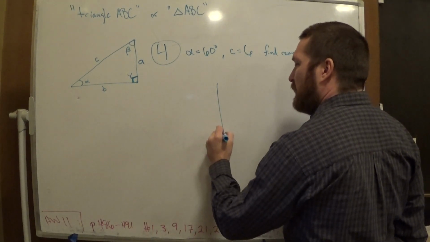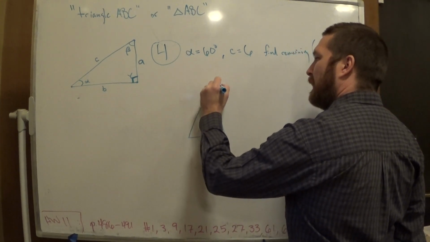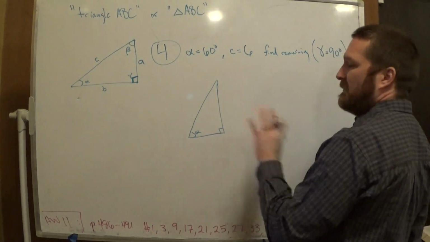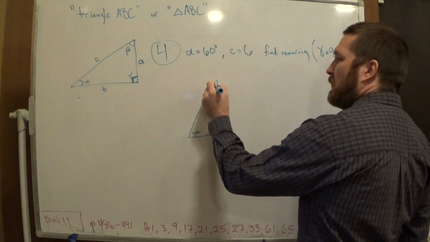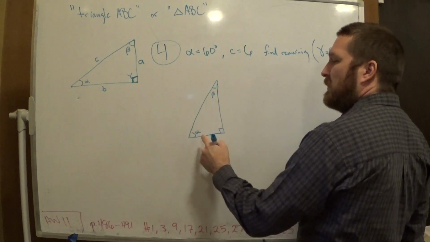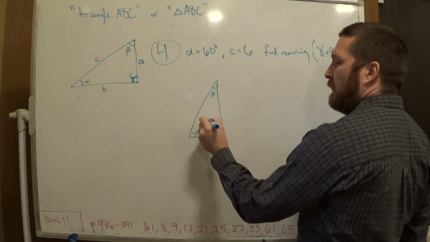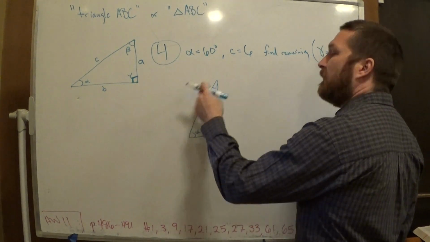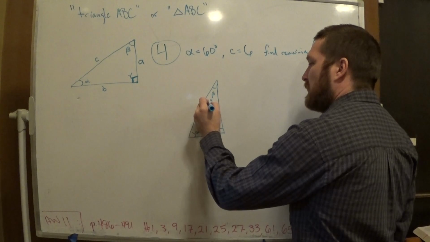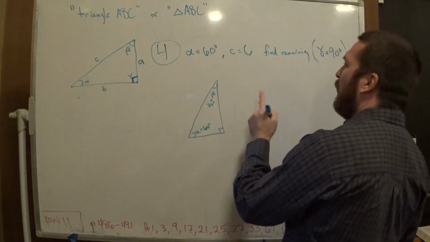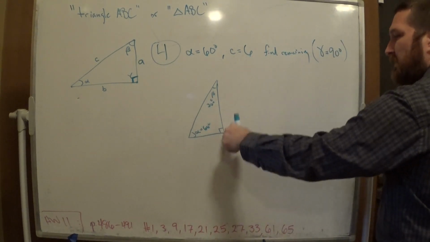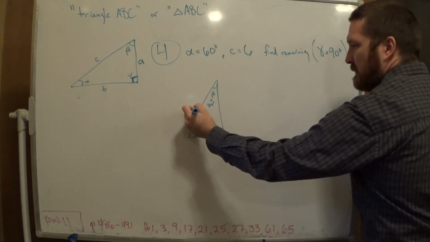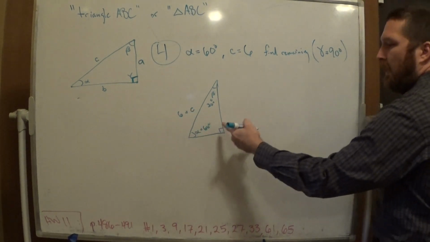I'm going to do it in the same orientation. I'm going to make that one bigger because I like my alpha to be right here. Gamma, it told us, is 90, so I'm not going to write it. And here's beta. What is beta? 30. Yeah, it has to be, right? Because the sum of the angles has to be 180 degrees, and so this must be 30. And now, which one of these sides is C? The hypotenuse is C. And so C equals 6.